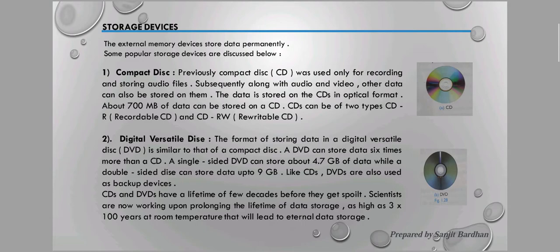Next is DVD, digital versatile disc. The format of storing data in a digital versatile disc is similar to that of a compact disc. That means the CD and DVD are similar things. A DVD can store data about 6 times more than a CD. That means a CD can store 700 MB and a DVD can store 4.7 GB up to 9 GB. Like CDs, DVDs are also used as a backup device. This storage device is also called a backup device.